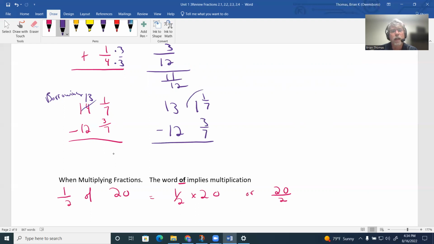This 1 and 1/7 has to be put into a fraction form since right now it's a mixed number. So 7 times 1 plus 1 would make 8/7. So this turns into 13 and 8/7. And then we have minus 12 and 3/7. Now this problem is workable. 8/7 take away 3/7 would be 5/7. And then 13 minus 12 would be 1 and 5/7.